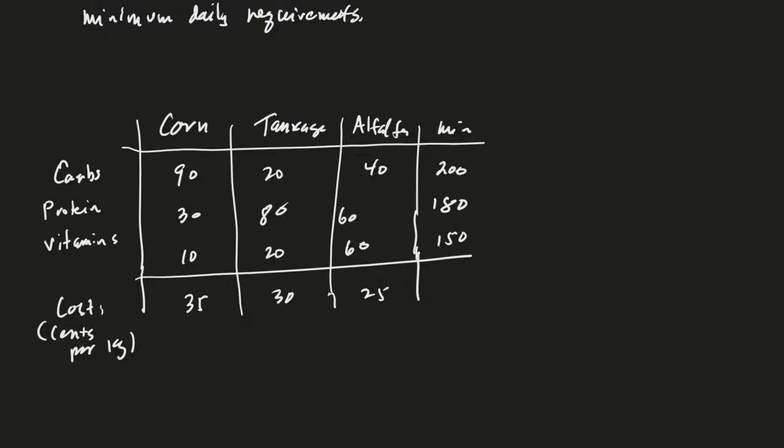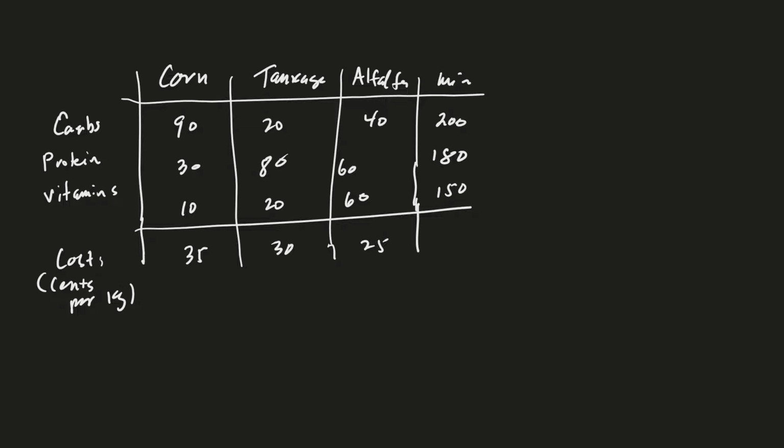Okay, so here's our table. And so given corn, for example, if I'm looking down the first column here, 90 units of carbs per kilogram, 30 units of protein, 10 units of vitamins, whatever that is. Okay, we're simplifying the problem quite a bit. Similarly with tankage, whatever that is. I'll let you look it up. Okay, so that we have 20 units of carbs per kilogram, 80 units of protein, 20 units of vitamins. So it's a little more vitamins here. Alfalfa, boy, it's loading up on the protein and the vitamins for us, and lower on carbs.